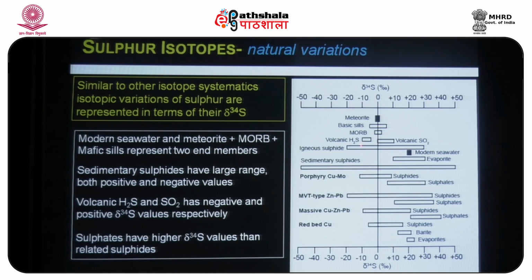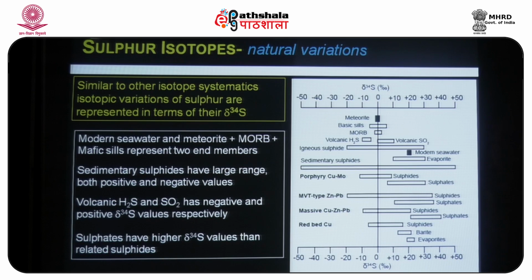Also, the volcanic gas H2S has a negative value, whereas the volcanic SO2 has a positive delta 34S value and higher values compared to the volcanic H2S. The sedimentary sulfide has a huge range, covering almost the entire range of negative and positive values. These extreme variations in the sulfur isotopic compositions indicate that there must be some processes which have resulted in these variations in the isotopic compositions.